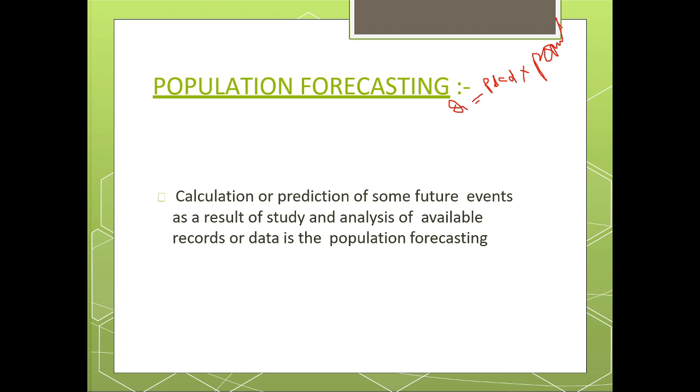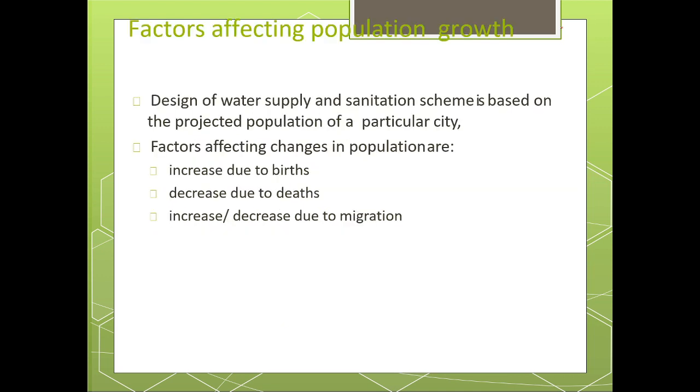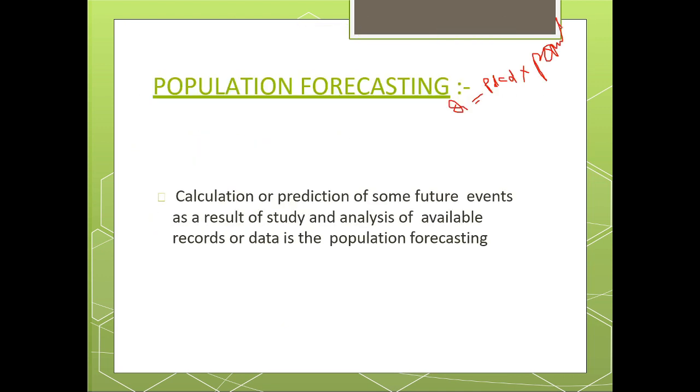Here, a few factors affect per capita demand. For example, the size of the city. Per capita demand for big cities is generally larger compared to smaller towns, as big cities have sewered houses. Next, the presence of industries: if industries are more, we need to supply more water. Climatic conditions: in the hot summer, people demand more water. Habits of people and their economic status.